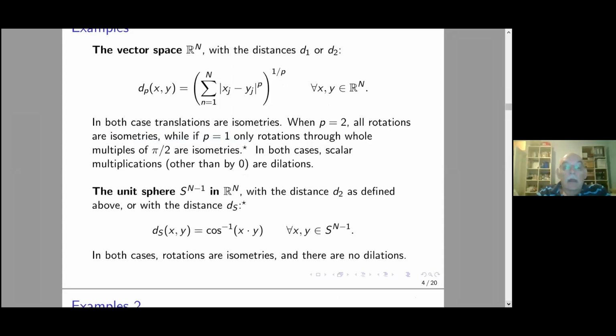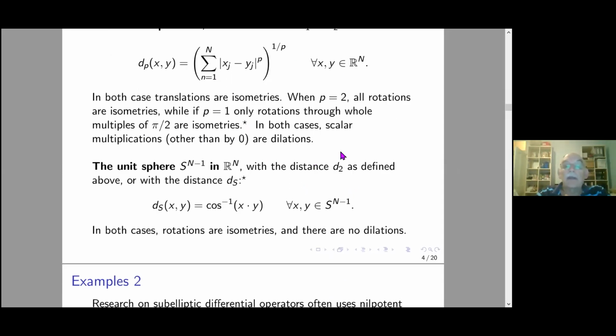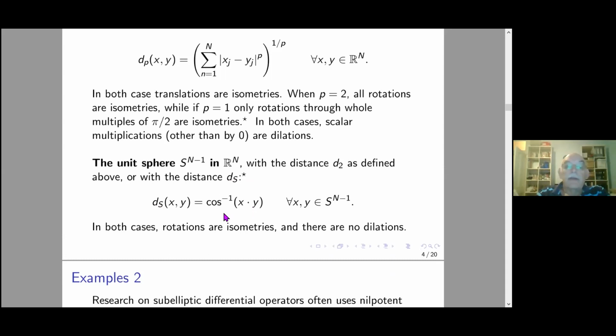So the unit sphere in the space Rn, in the space of all vectors, is also a metric space, and that can have either the distance d2, the Euclidean distance between points, or I can have another distance that I'll call ds for spherical distance, which is an inverse cosine of a dot product.